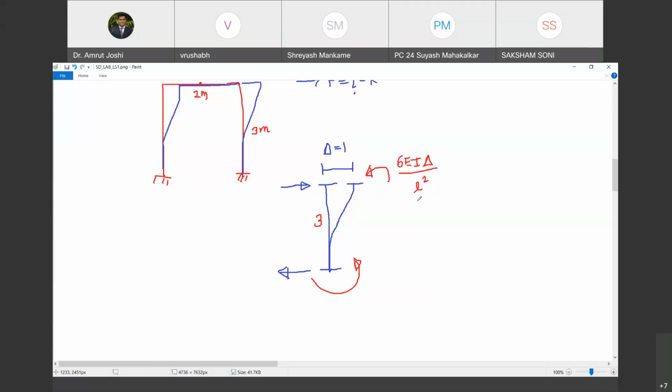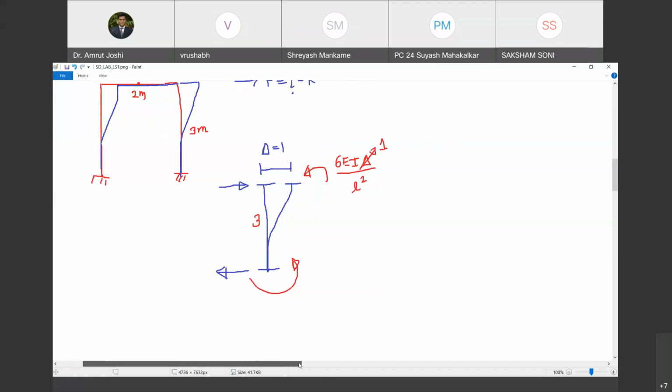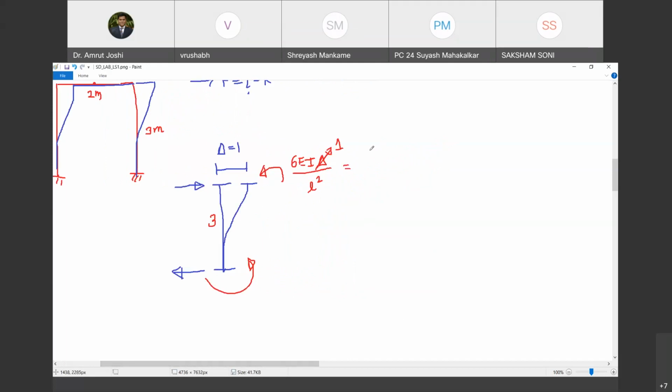If you don't remember the formula, at least do you remember that something of this sort was done in structural analysis? Yes. So this is 6EI delta upon L square, in which delta is 1 and L is 3. So therefore, this is going to turn out to be 6 by 9 EI. Do you agree with me?